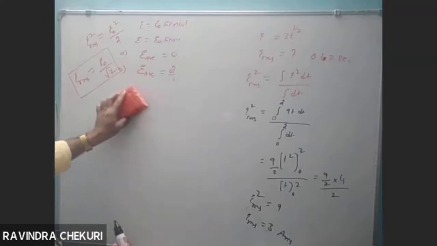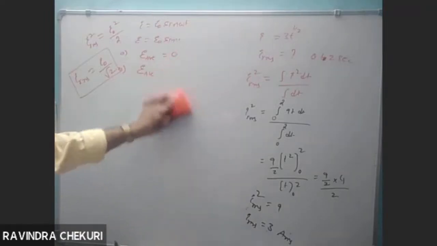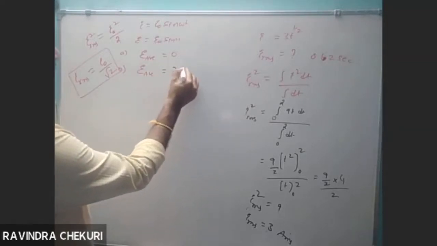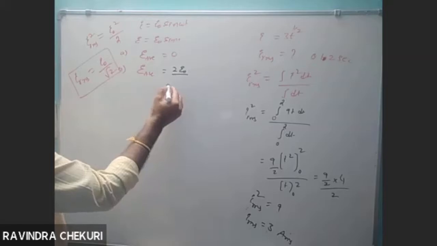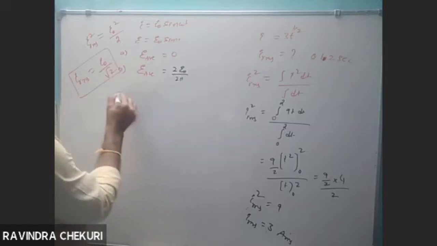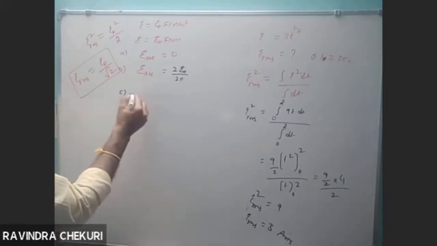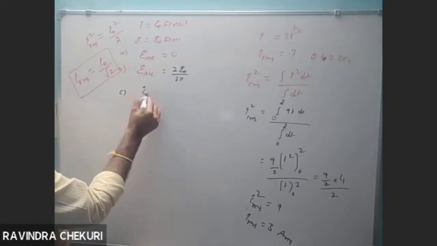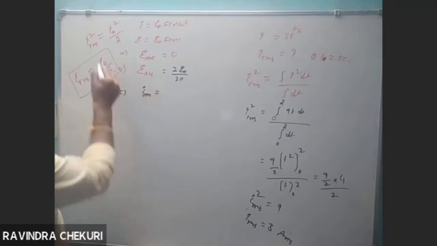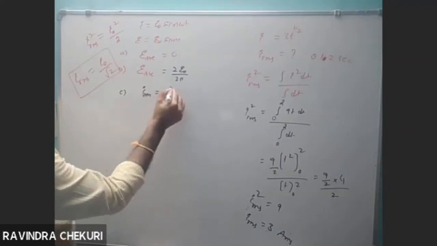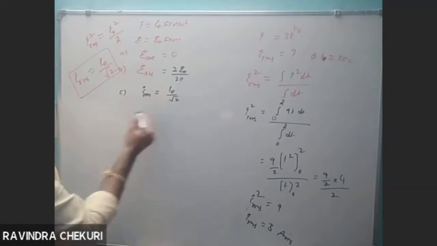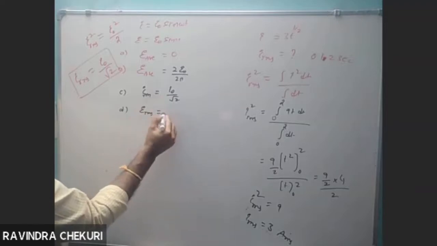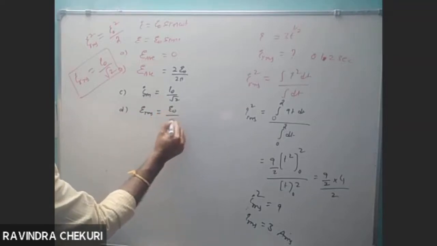What is the average value of EMF over one cycle? It is 0. The average voltage over half cycle is 2 E naught by pi. What is the root mean square current over a full cycle? It is I naught by root 2. So the RMS potential ERMS is equal to E naught by root 2.